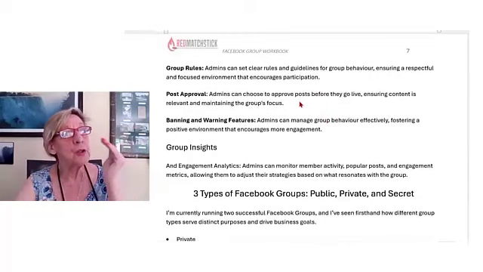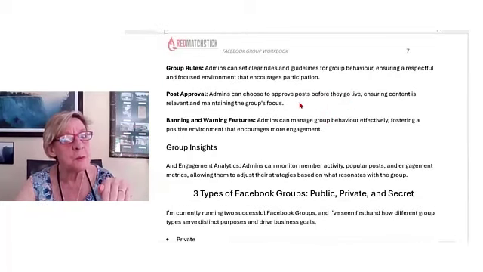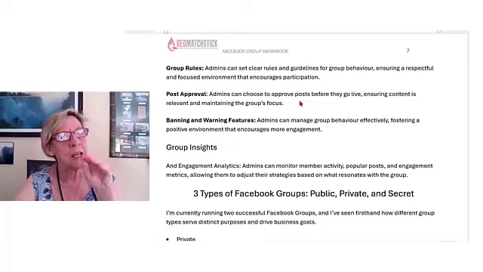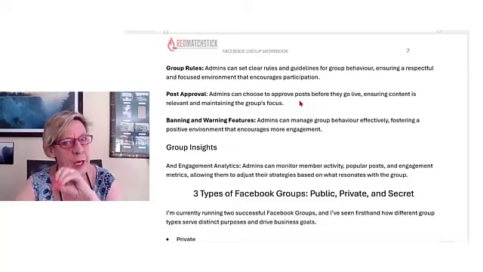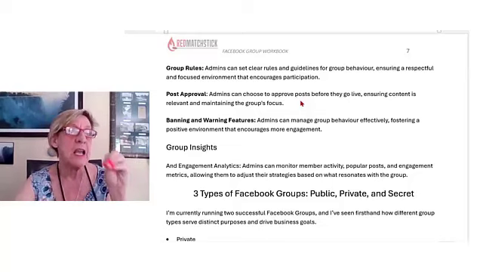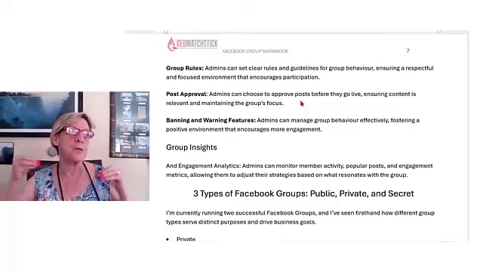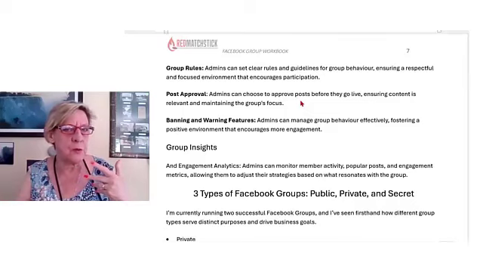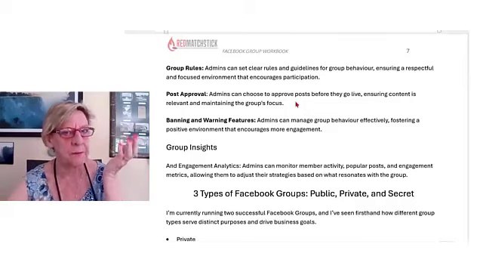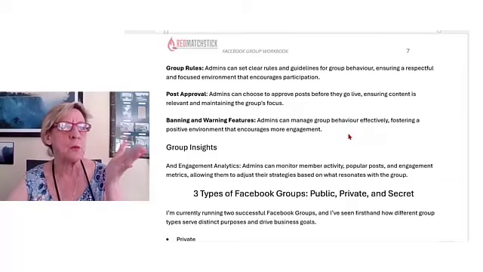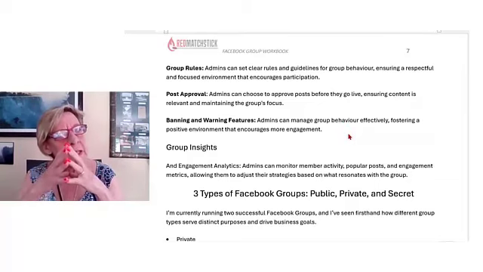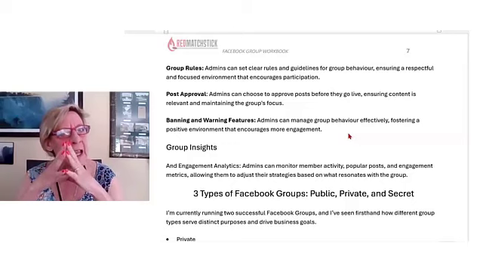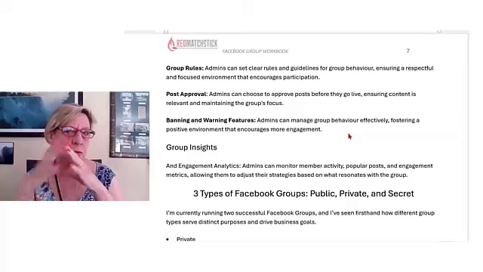Post approval, you can set it to each post needs to be approved, or they can post, but you always have the option, as I said, with promotional posts in my groups, I go and remove the post. And when you remove the post, it gives you the option to say to the person who posted, this has contravened the following rule, or please don't do this in future, or whatever. And then you've got also banning and warning features. So it's very easy to maintain really good quality engagement and good standards on your group.